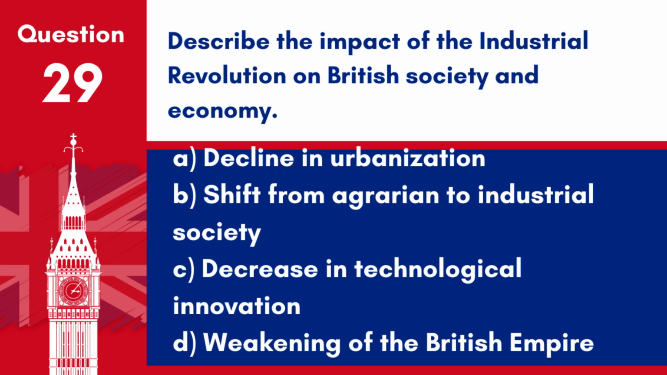Question 29. Describe the impact of the Industrial Revolution on British society and economy. A. Decline in urbanisation. B. Shift from agrarian to industrial society. C. Decrease in technological innovation. D. Weakening of the British Empire. Answer: B. Shift from agrarian to industrial society. The Industrial Revolution had a profound impact, shifting Britain from agrarian to an industrial society.